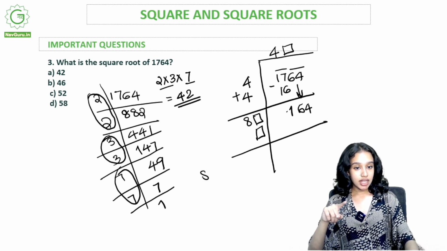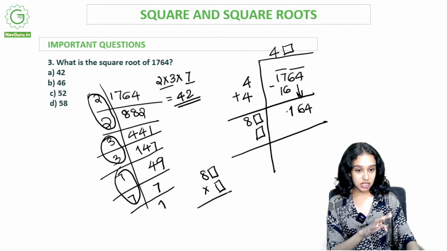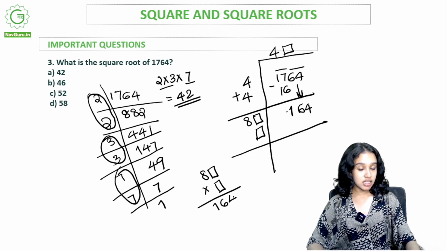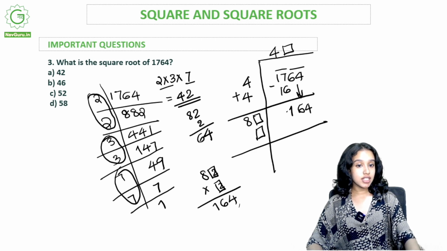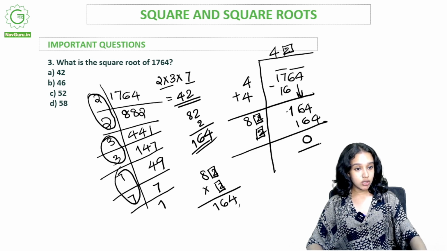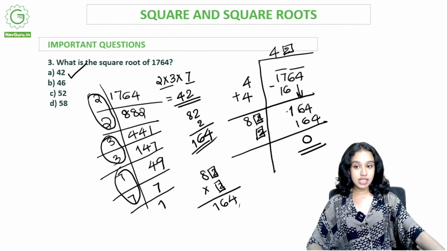Now 8 into 8, a number multiplied by that number itself, gives us 164. So what is the number which gives us 4 as the product at the last place? What if we put 2 here? What is 82 into 2? It's 4, and 8 2s are 16. So we got 164. So we put 2 here, 2 here and 2 here. So it's 164 and we got 0 as the result. Now 42 is the square root of 1764.